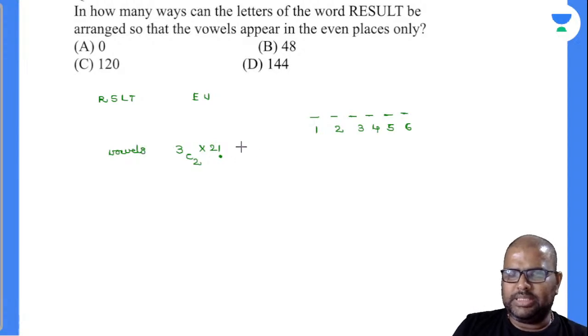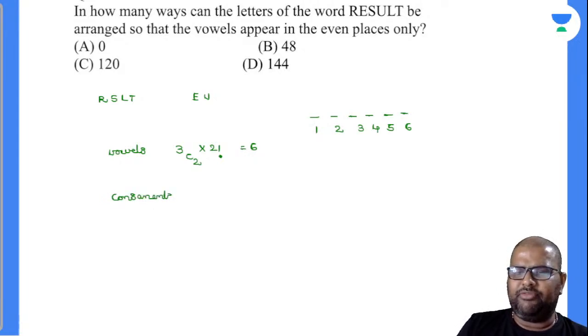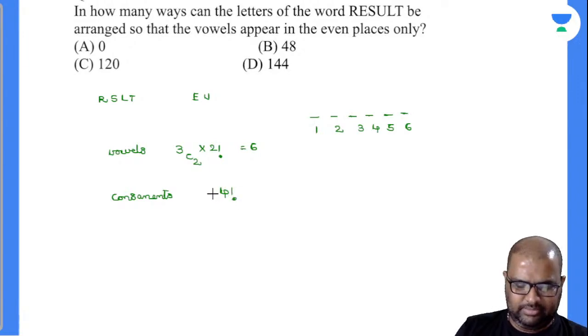3C2 into 2 is nothing but equal to 6. Let us come to consonants. So how many consonants are there? 4 consonants are there and 4 slots are left over. I have to do it in 4 factorial ways, right?